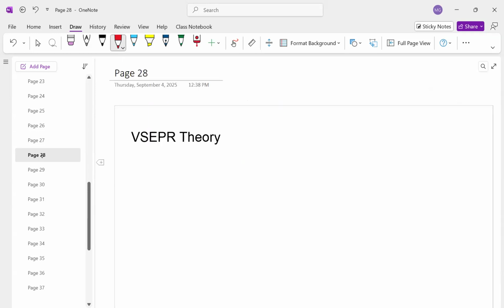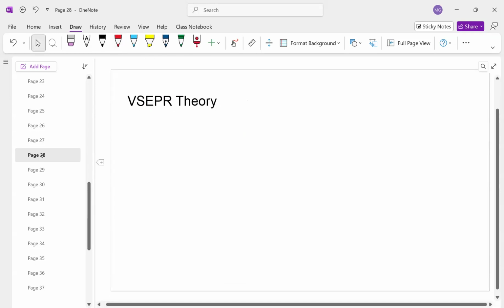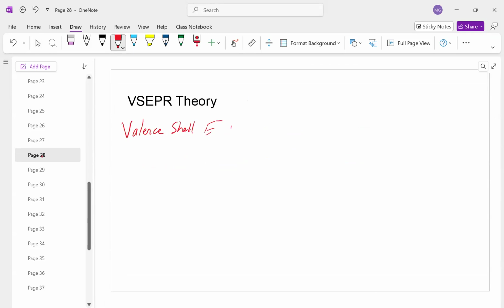Now, what is this VSEPR theory? VSEPR stands for valence shell electron pair repulsion theory. And that's a big fancy way of saying electrons in lone pairs or bonds repel each other.